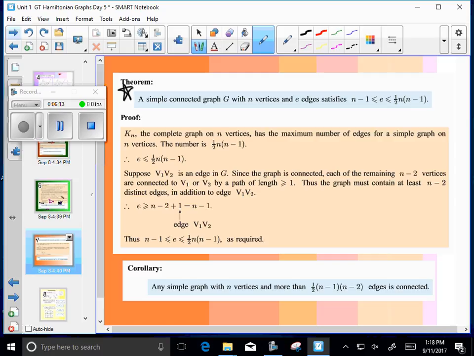Would you put a star next to this? If you learned one thing today, this is the one I want you to know about. And that is a simple connected graph with n vertices and e edges has to satisfy the number of edges.